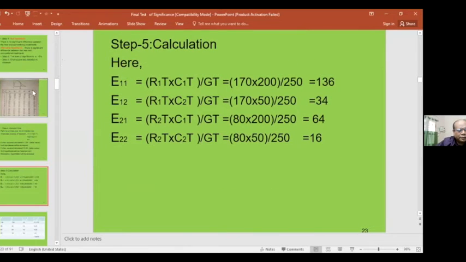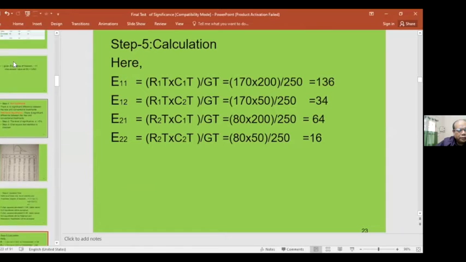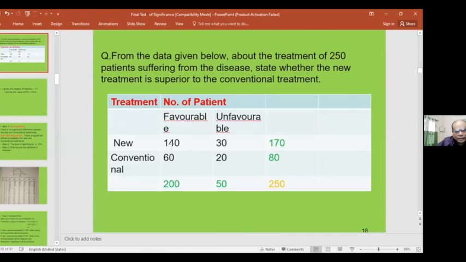For cell 1, this one is cell 1, column 1, row 1. Cell C11 means column 1, row 1, which is 140. For this, you want to find the expected value. This is observed. What will be expected is you multiply this and this, divided by 250.